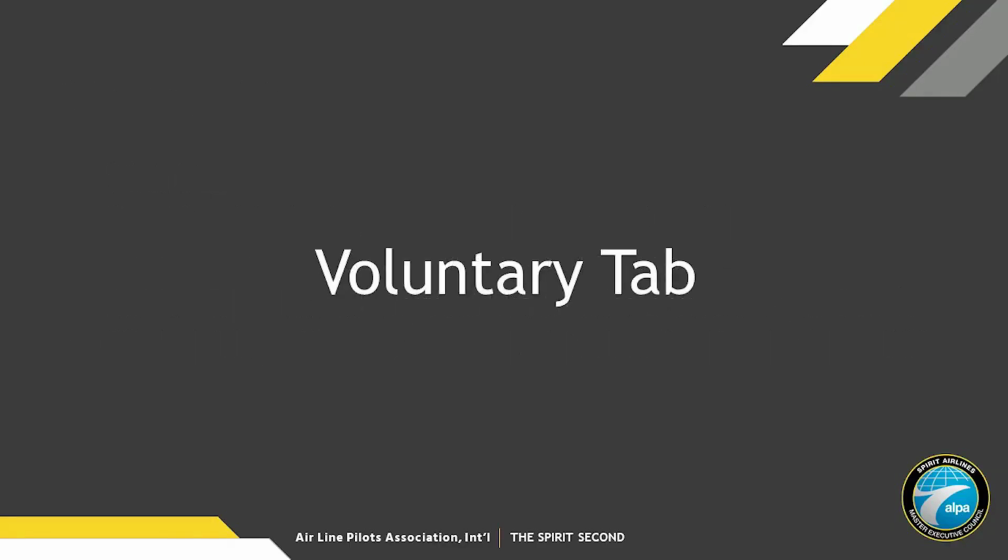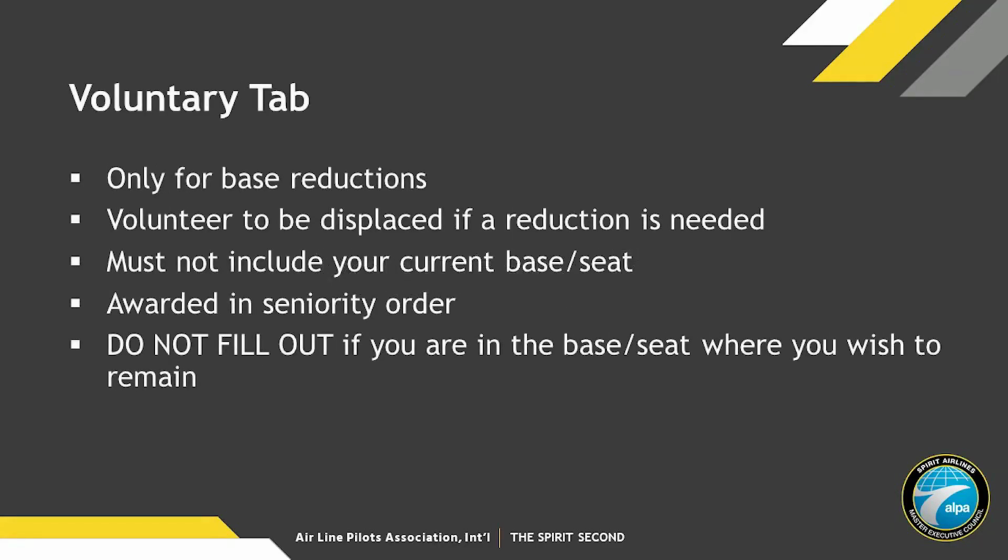Voluntary tab. The Voluntary tab is only for base reductions. This tab is used to say, if reduction is needed in my position, I wish to volunteer to be one of the reductions and be displaced to the position listed in this tab. In other words, I'm at a base being reduced, which will not affect me due to my seniority, and am volunteering to change positions to save a junior pilot from being displaced. The Voluntary tab must not include your current position. This will invalidate your bid.